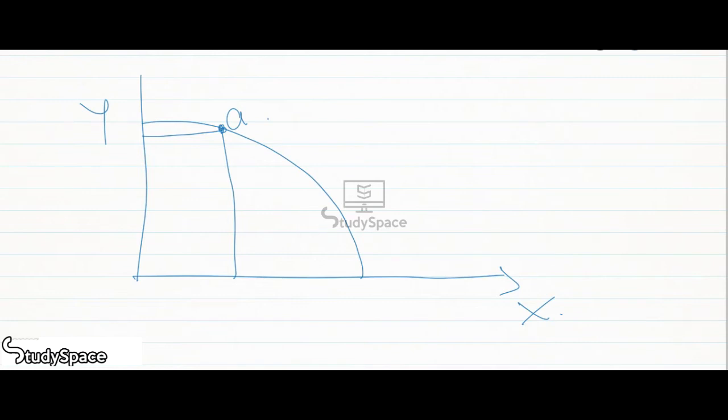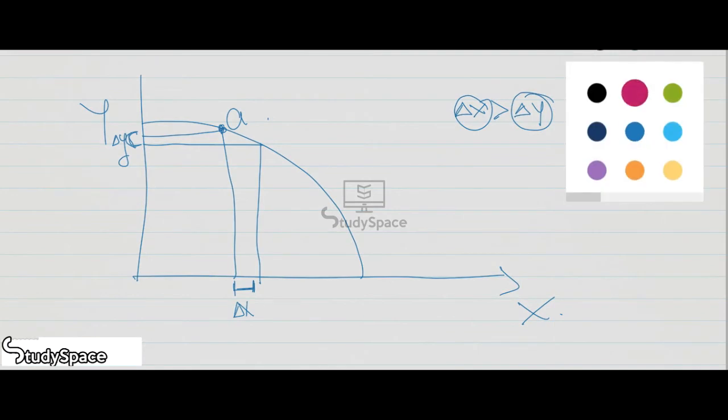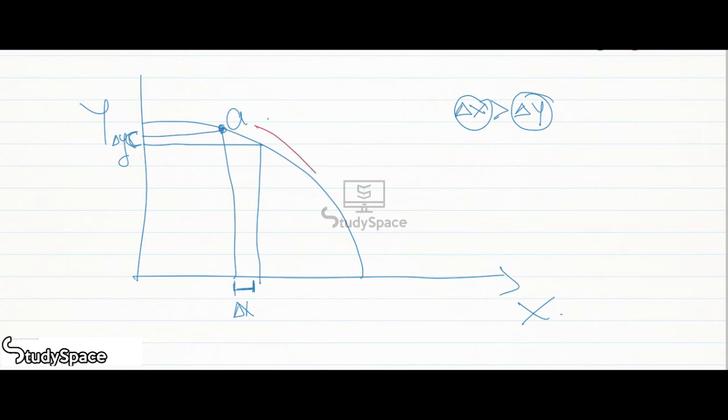At this point, if I reduce my production of Y a little bit, okay, this is not a big amount. This is, let's say, the change in Y, and this is the change in X. Here I can see that the change in X is greater than the change in Y. So I can also say that the increase in the production of X is much greater than the decrease in the production of Y. Okay, but if I continue to move along this curve, and I reach this point B.